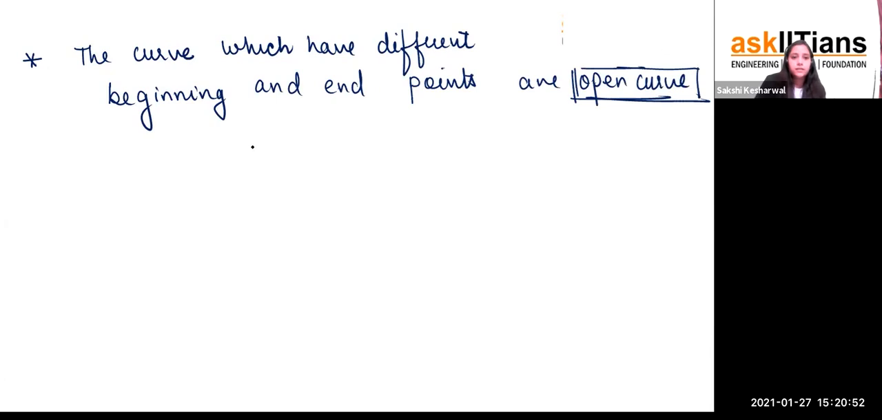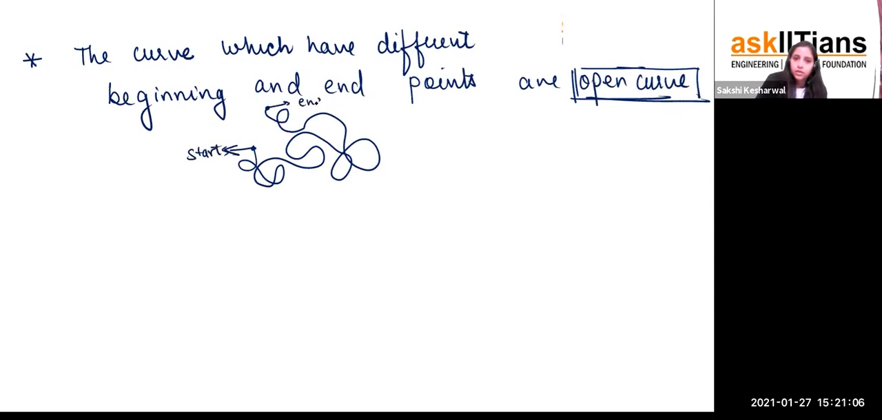Open curve is like this. I started from here, I doodled and doodled, and I stopped here, right? This is where I started, and this is where I ended. Let us suppose I started from here and ended over here. So these are called open curves, right?